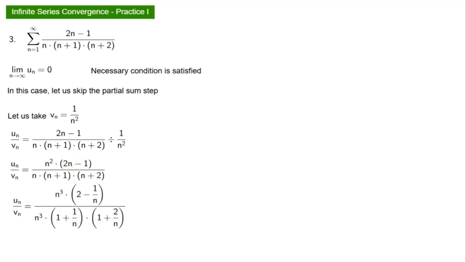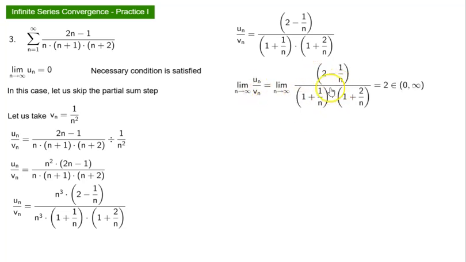Simplify. Keep simplifying it so that we can take the limit. So when we take the limit, what we get is 2. This goes to 0. This goes to 0. 1 times 1 is 1. So we can ignore it. And we have 2 minus 0. So 2, which is a finite non-zero value.